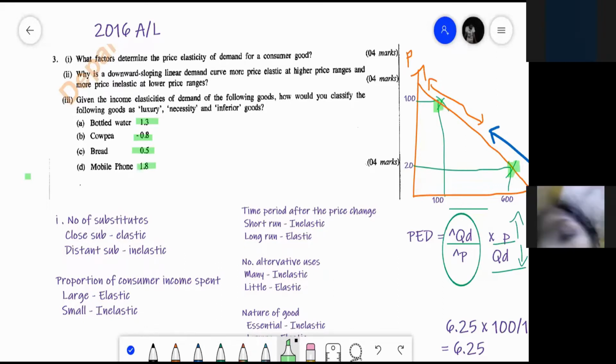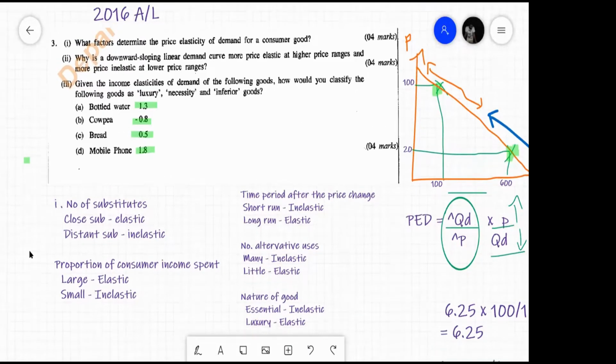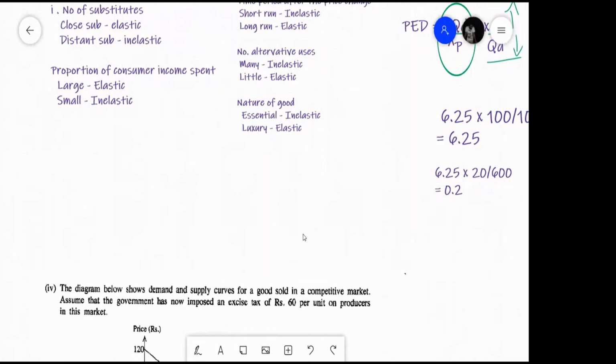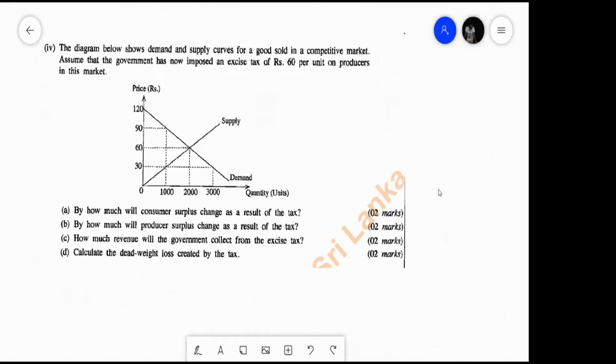It's a very simple thing. That's the easiest 4 marks you can get, based on what is the value of YED. Hoping y'all are okay with that. Okay, and then coming into this question, the fourth question on a tax, right?